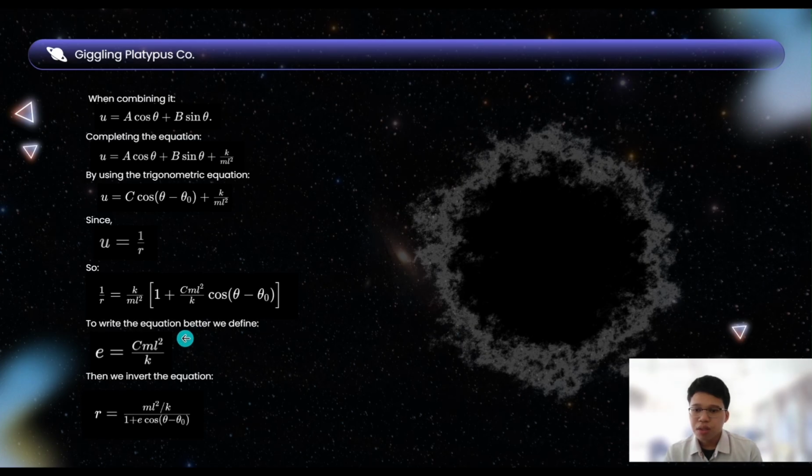In order to write a better equation, we need to change the variable. So for the eccentricity, which we call e, is equal to C ml square over K. Then we invert the equation, which will get r equal to ml square over K over 1 plus e cos in bracket theta minus theta naught.